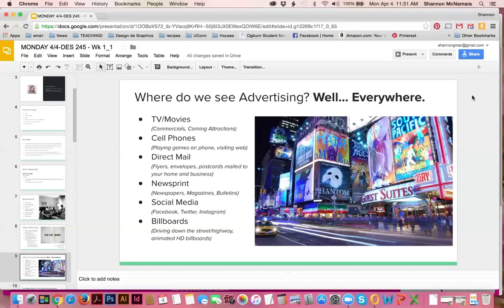If you are visiting the web on your phone, now there are pop-up ads that you need to dismantle that were never there when we first had cell phones. We have direct mail, which are those flyers or envelopes or postcards that are mailed to your home or business. And we still have ads in newsprint: newspapers, magazines, bulletins. We also have ads via social media on Facebook, Twitter, and Instagram.